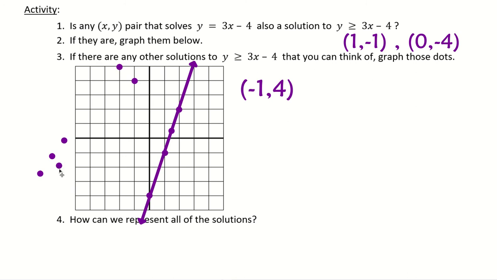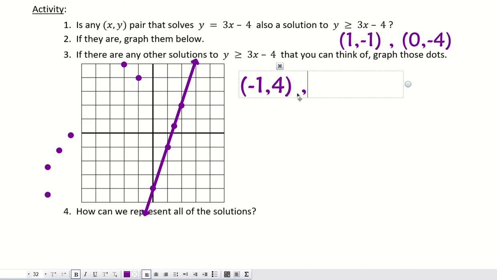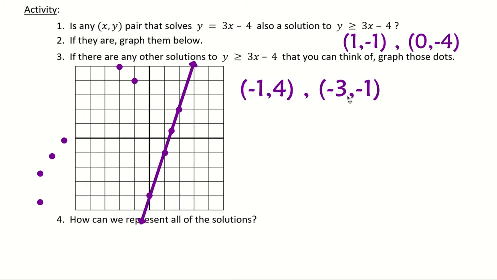How about negative 3 for x and negative 1 for y? Does that make it true? Is negative 1 greater than or equal to 3 times negative 3 minus 4? 3 times negative 3 minus 4 gets you negative 13. So yes, negative 1 for y is bigger than that, and that makes it true. So there's another dot.